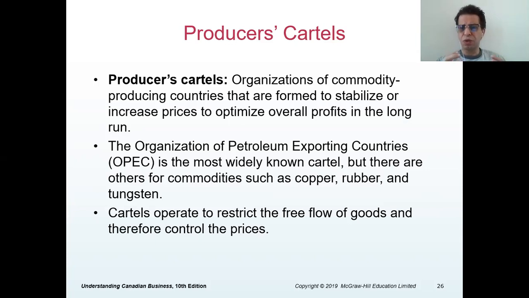Now we have something called cartels, and the most important one, which you heard about a lot, is the oil cartel, which is an organization of commodity-producing countries formed to stabilize or increase the price to optimize the overall profit in the long term. There is another cartel now happening for gas. OPEC is for oil, the Organization of Petroleum Exporting Countries, the most widely known cartel right now. But there are other commodities, such as a cartel for copper, for rubber, for tungsten, and even for chocolate, cocoa.